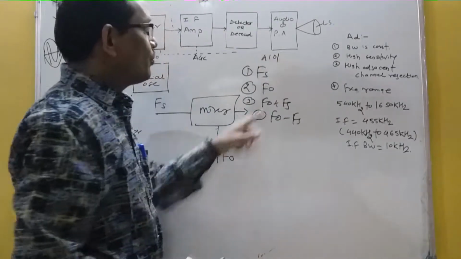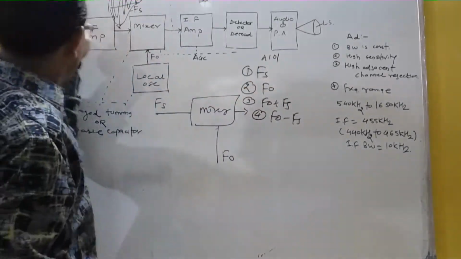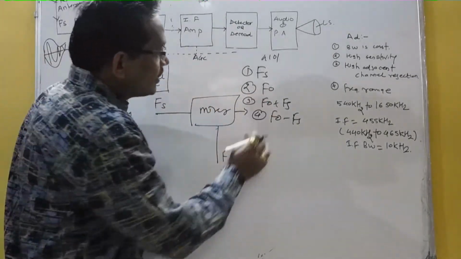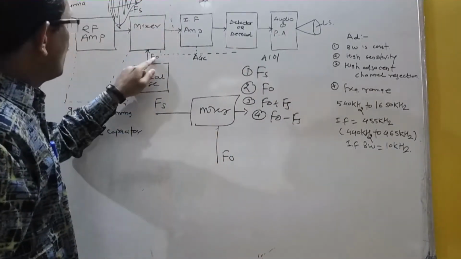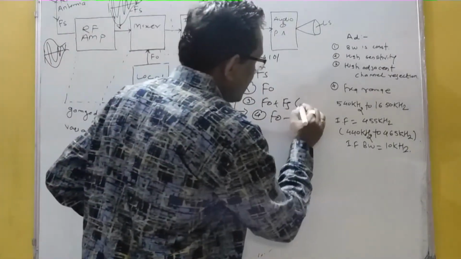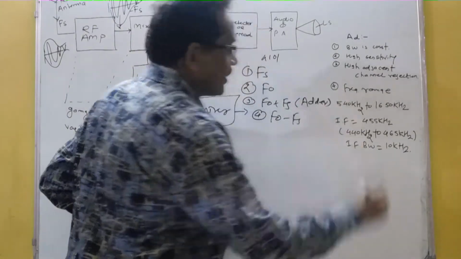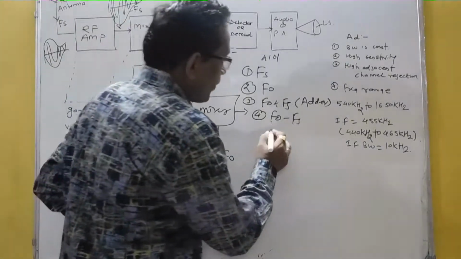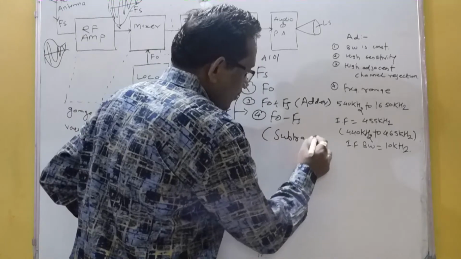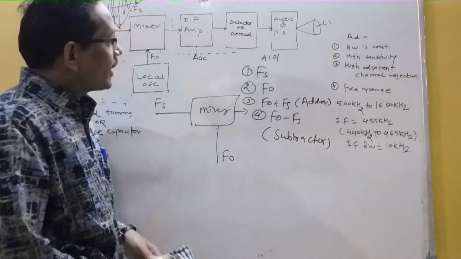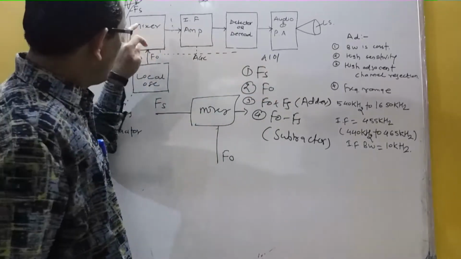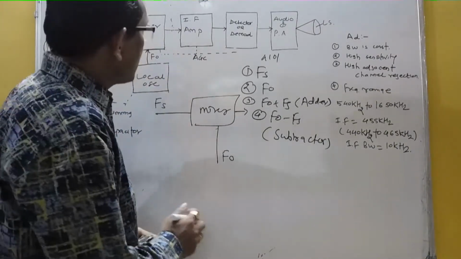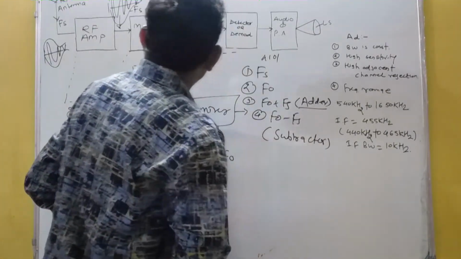Out of that, one output is Fs, where Fs is the signal frequency. F0 is the local oscillator frequency. Then this is F0 plus Fs, that means I can use this mixer as an adder. And this is F0 minus Fs, so I can use this mixer as a subtractor. This is a speciality of the mixer. That means I can use the mixer as an adder, or otherwise as a subtractor, depending upon the particular application.